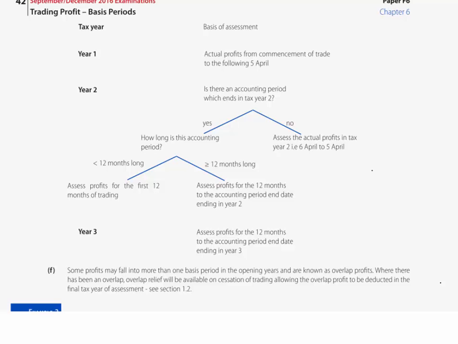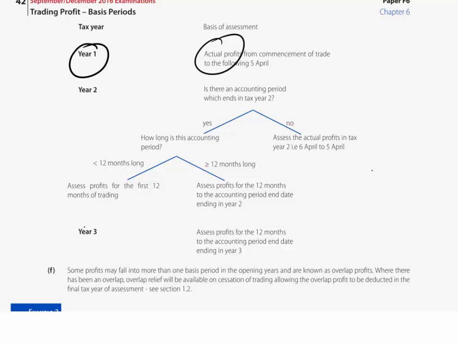Now, to begin with, we saw that the rules were, and I hope you recall, quite straightforward. In that first year, you would use an actual basis of assessment, simply looking at what profit was actually made from the date you started to trade through to the following 5th of April. That would inevitably involve some sort of apportionment, and our apportionments would be simply done to the nearest month.